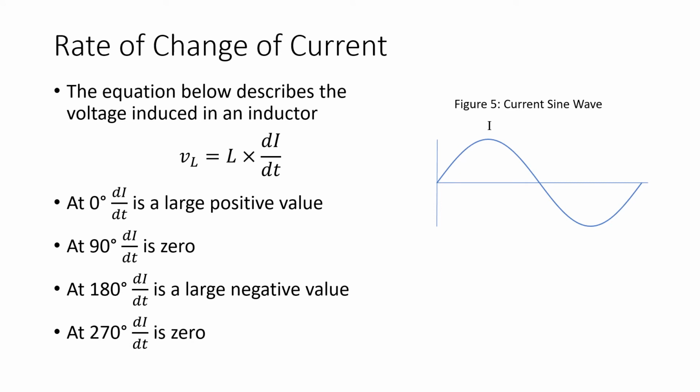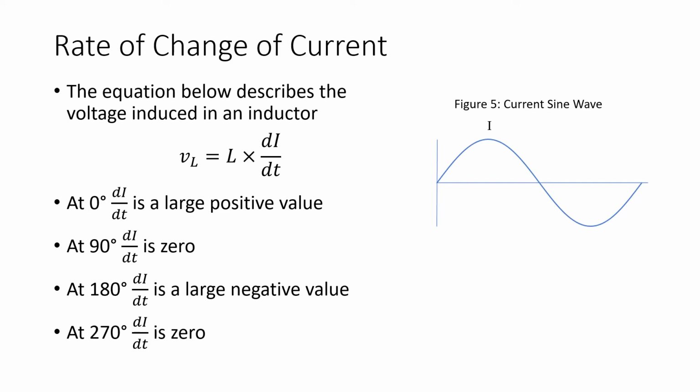Now, we look at the equation that we looked at in the previous video, which says the induced voltage in an inductor equals the value of inductance times di/dt. And again, the symbol d is from calculus, which is used to identify the change in a quantity. So di/dt is the rate of change of current.